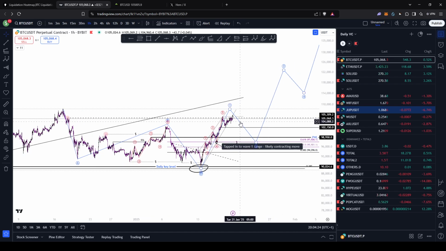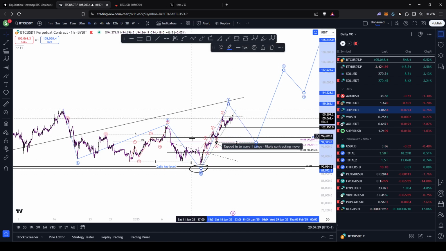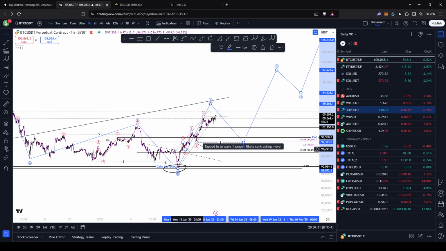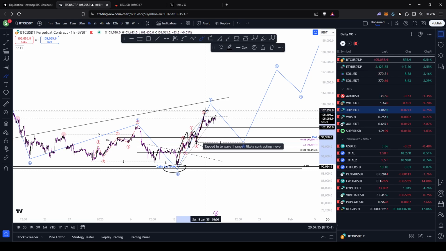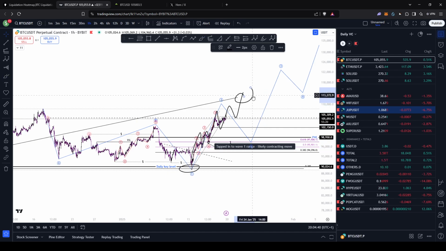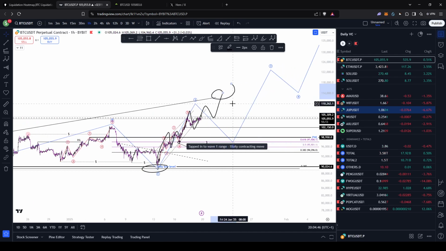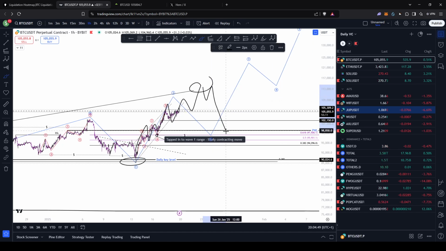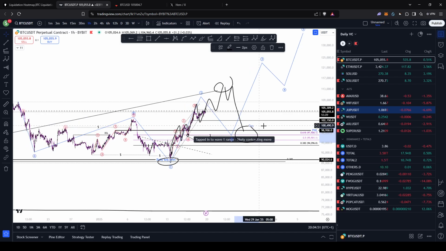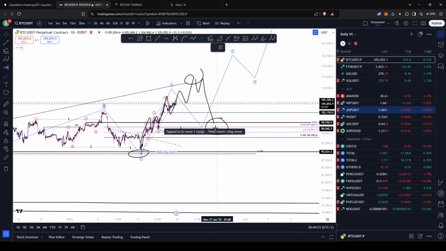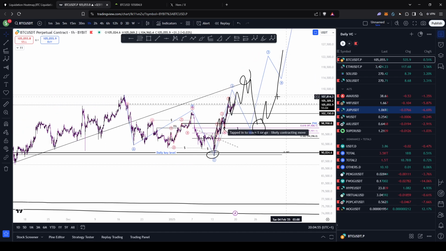Could there be a case where this one is not done yet? Yeah, absolutely. This could be an expanding structure. You have sort of a 1, 2, 1, 2, this here 3, 4, 5, 4, 5, and you could even push up into that 110 to 112,000 Bitcoin before actually seeing a larger correction back into those 98 levels, where I would be looking for further expansion towards the upside.